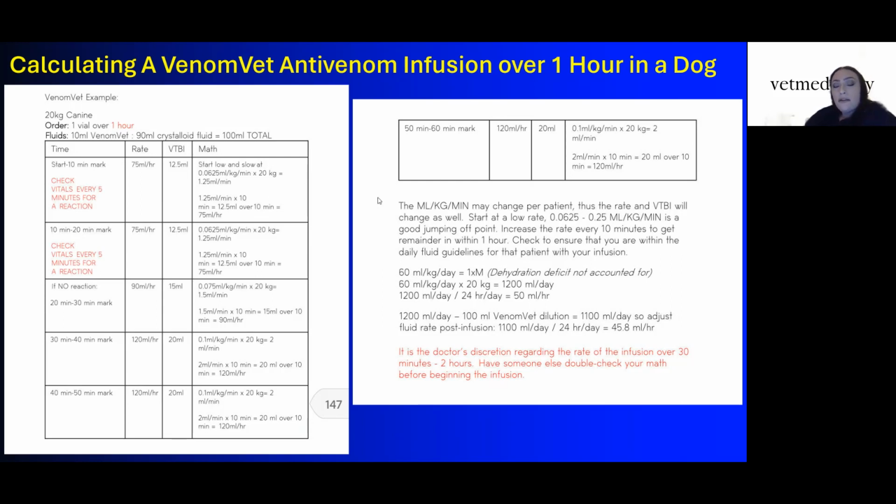A good thing is that Venom Vet Plus is coming to market very soon, and I will have a new protocol out for it. And it can be bolused, so we don't have to do these large dilutions. It is the doctor's discretion regarding the rate of the infusion over 30 minutes to 2 hours, and have someone always double check your math before beginning the infusion.